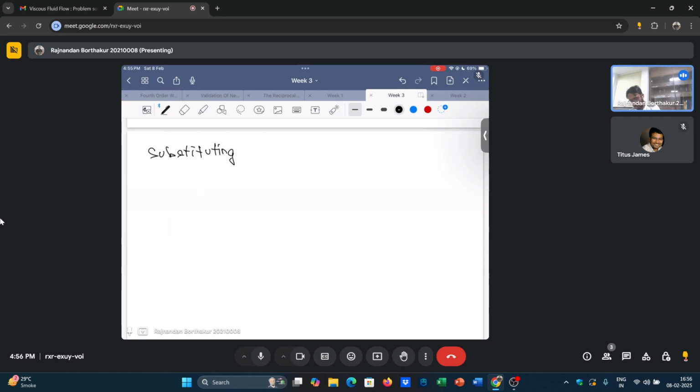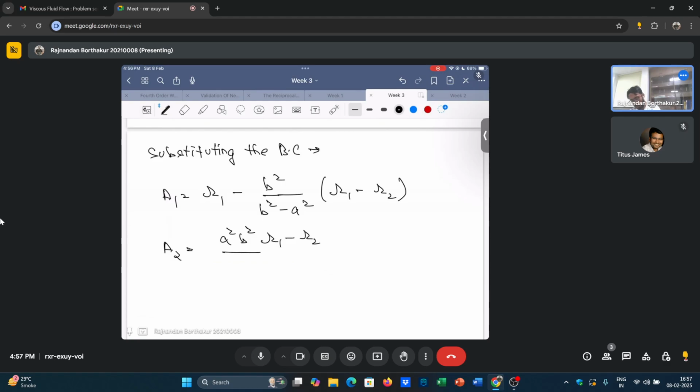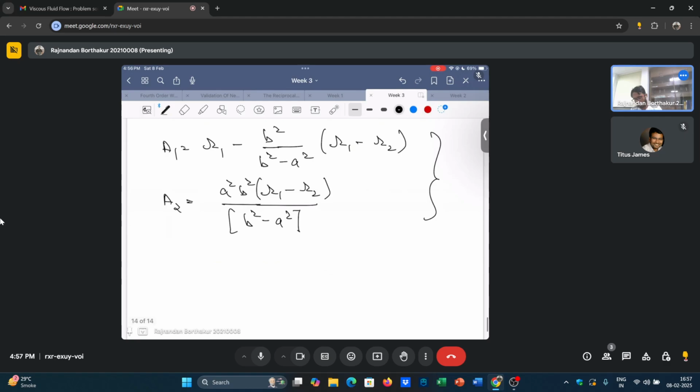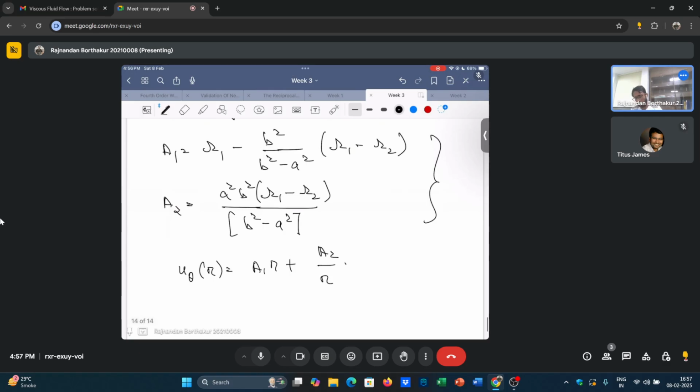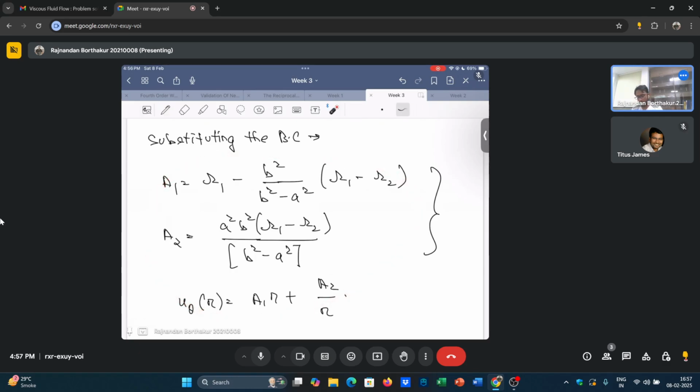Substituting the boundary conditions, you should end up getting a1 as omega 1 minus b square by b square minus a square, into omega 1 minus omega 2, and a2 as a square b square by omega 1 minus omega 2, times b square minus a square. That's it. You use the boundary conditions to get a1 and a2, and your solution of u theta as a function of r is a1 times r plus a2 times 1 by r, where a1 and a2 are these. That's the solution you get for u theta by solving the theta direction equation.